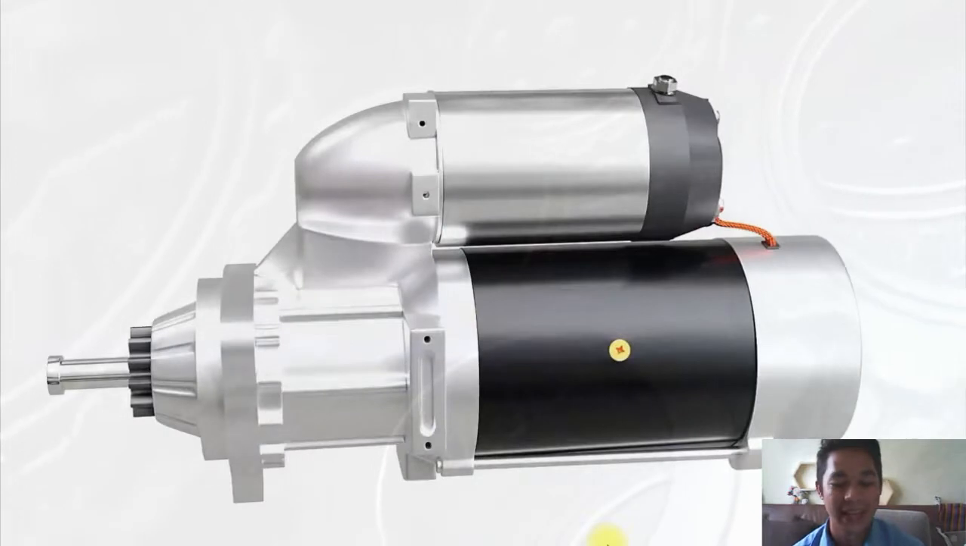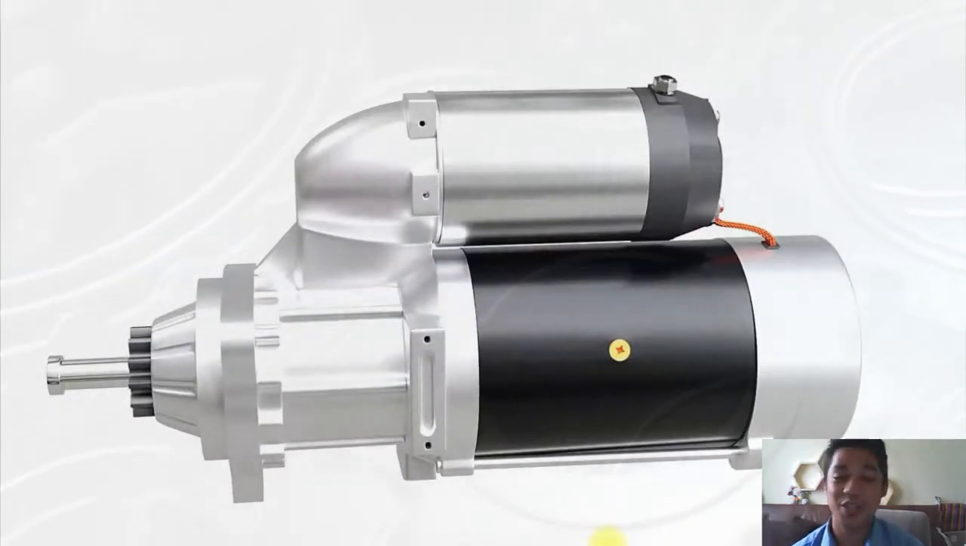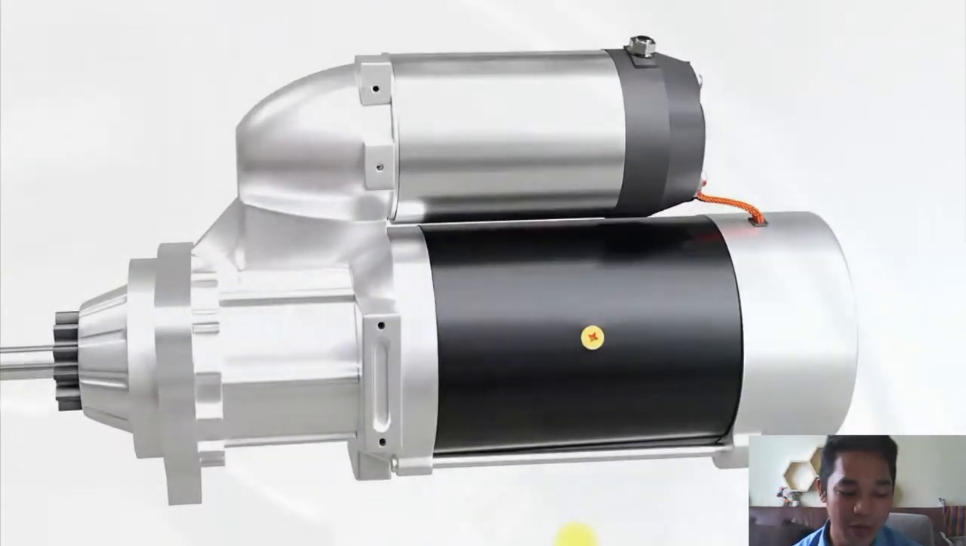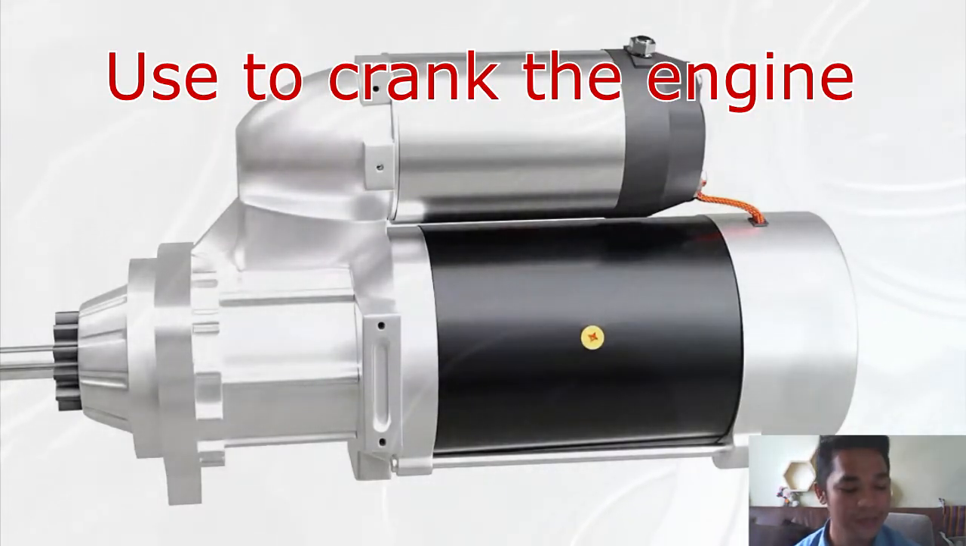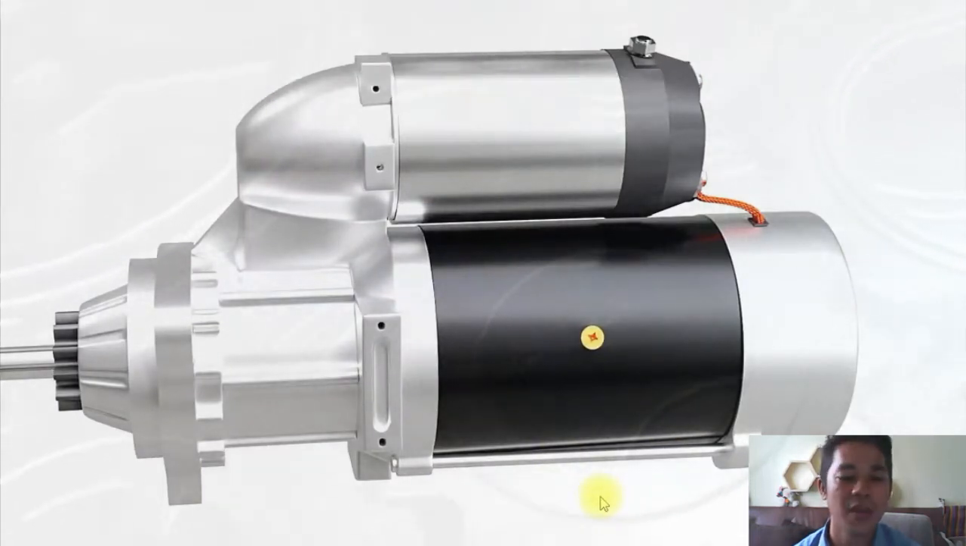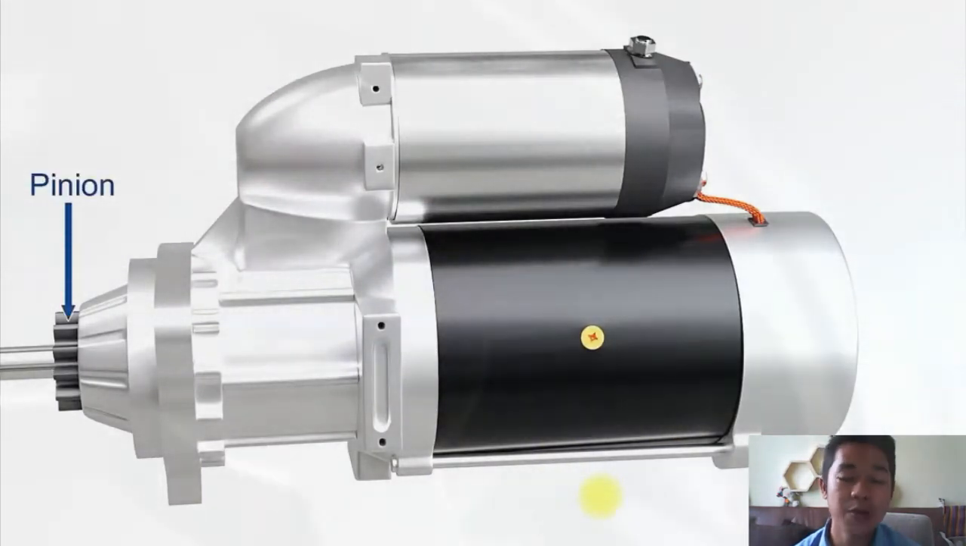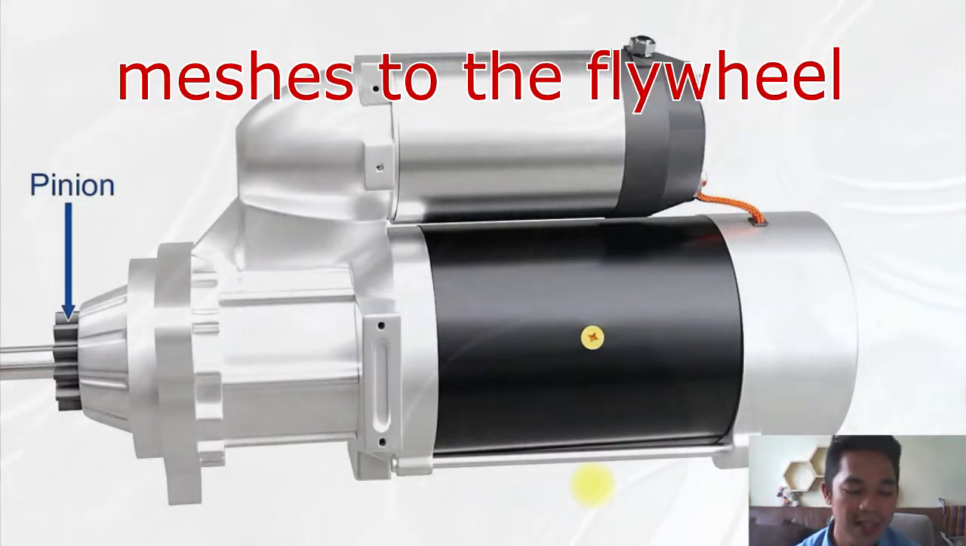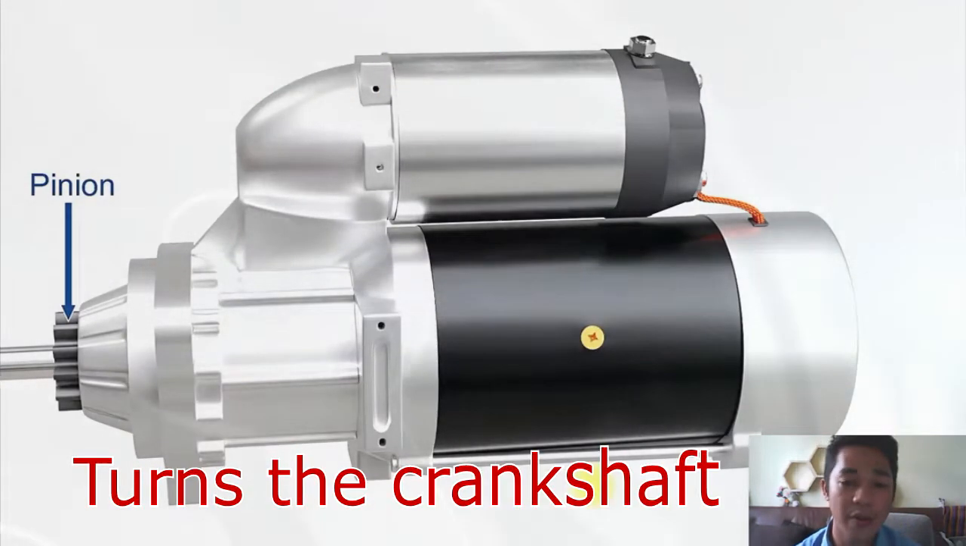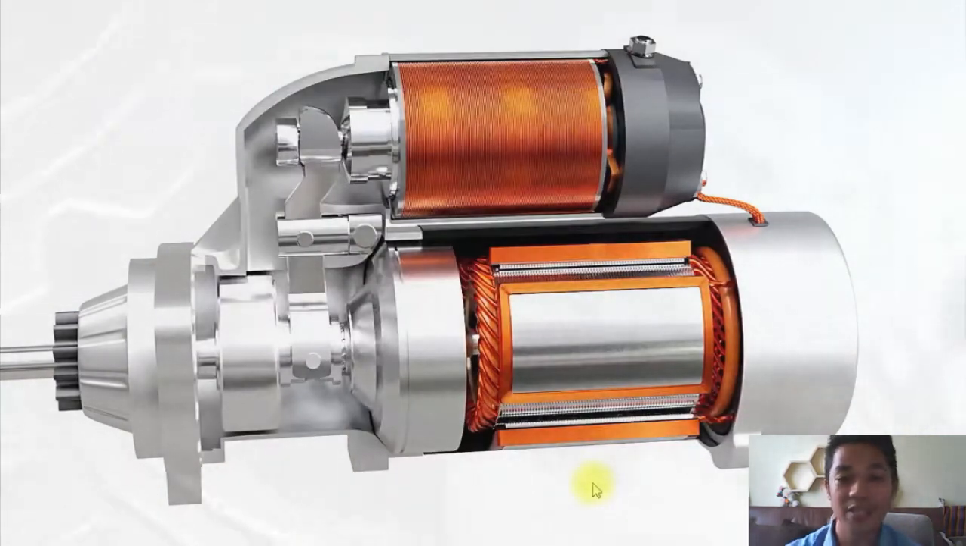There we go. An engine has a starter motor. A starter motor is a powerful electric motor used to crank an engine. One of the major components of the starter motor is the pinion, which meshes to the teeth on a flywheel of an engine and turns the crankshaft. Now let's take a look at what's inside the starter motor.